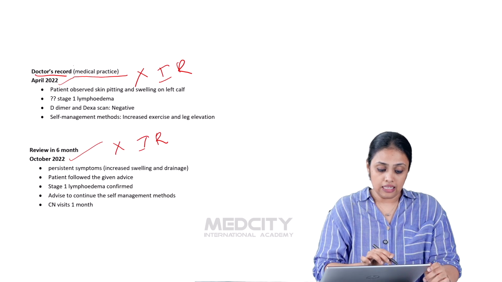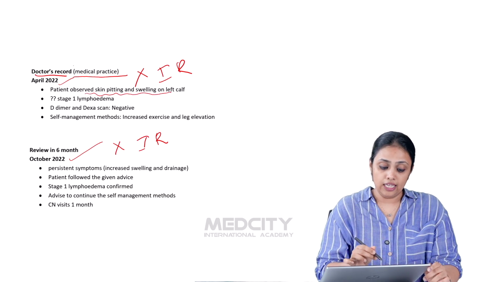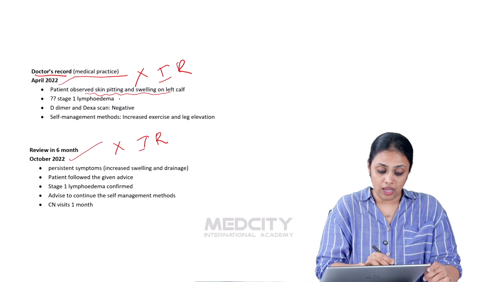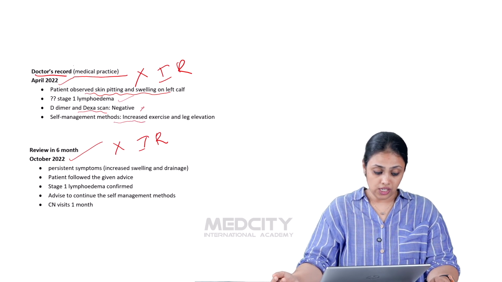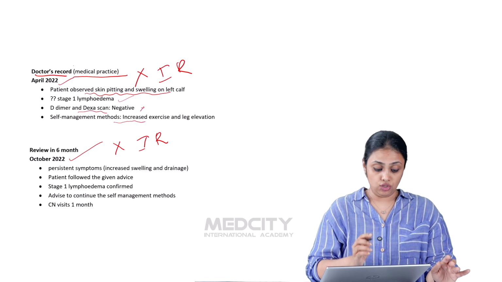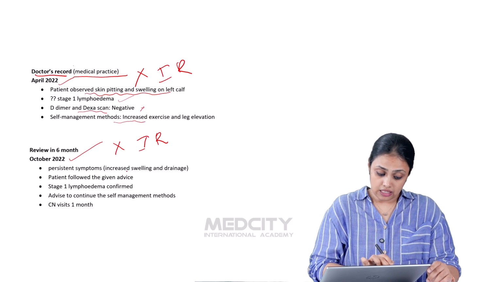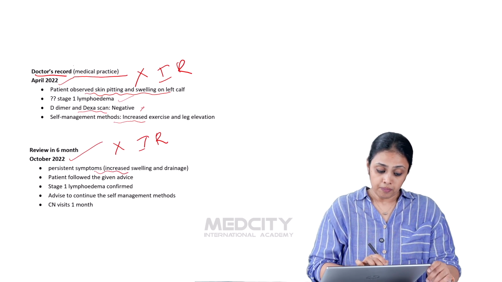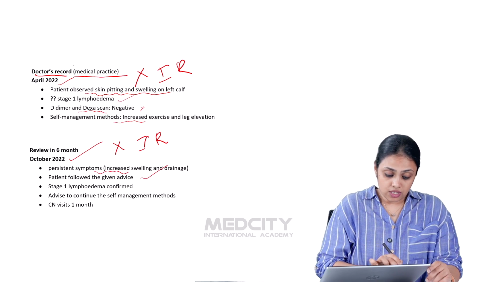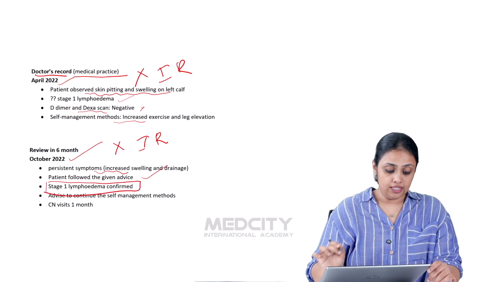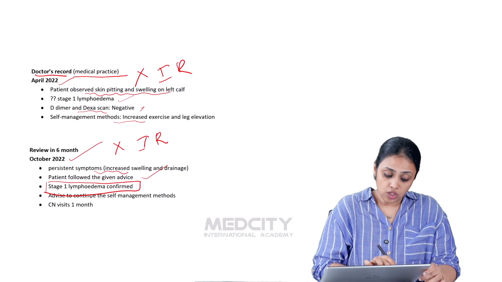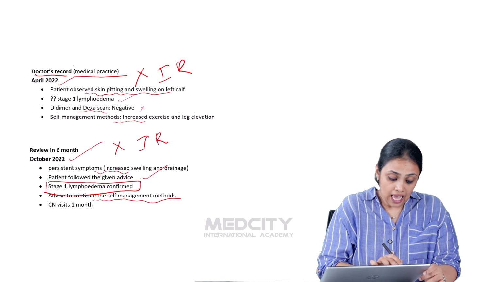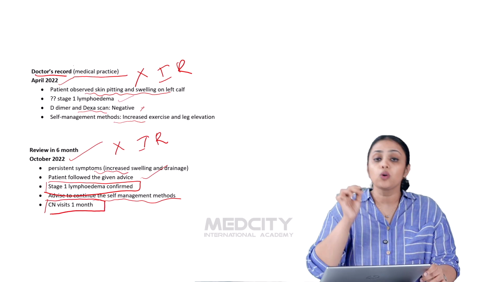So from this we can understand that the patient observed skin pitting and swelling on the left calf, and the patient was suspected to have stage 1 lymphedema. The D-dimer and DEXA scan turned out to be negative. Then self-management methods were advised to the patient. Then after 6 months the patient came for the review again to the doctor. During that time the persistent symptoms were still there. Patient said that she followed the advice. So stage 1 lymphedema was confirmed here. In October 2022, stage 1 lymphedema was confirmed for the patient. So the patient was advised to continue self-management methods and community nurse visits for 1 month.